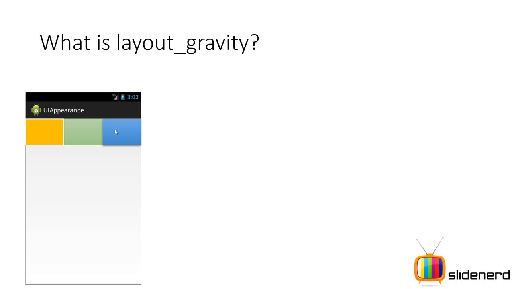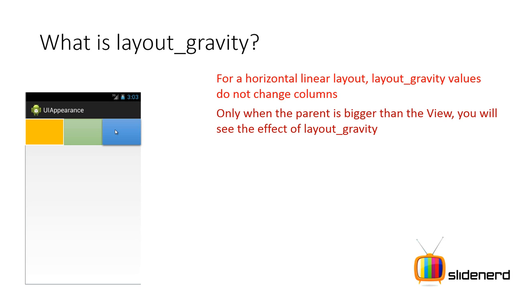Now how and what are the different ways they can move? If you guys see, the yellow control can be placed all the way from the top to the bottom, and the green control, the blue control can also be placed anywhere from the top to the bottom without changing the columns. Remember, in a horizontal linear layout, things are arranged in columns. Layout gravity values do not change columns, alright? That's very important. So that being said, as I said, another thing, if the parent is bigger than the view, you will see the effect, otherwise you will not see.